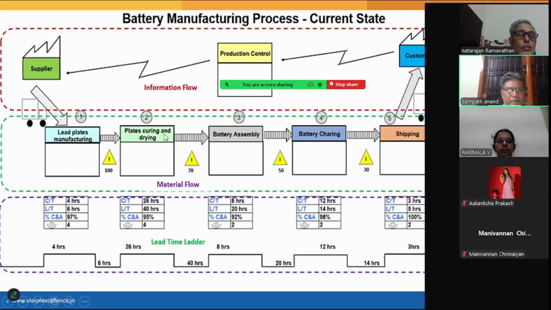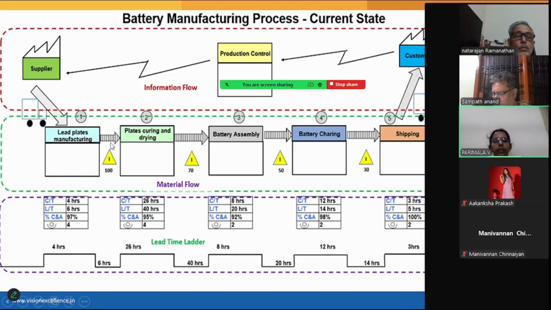Lead plates. Next process is plates cutting and plates firing. Next process, third process is battery assembly. Next process is battery charging. Next process is shipping. What is the symbol? This symbol is for material transportation. This was the information flow, and this symbol is for material flow.